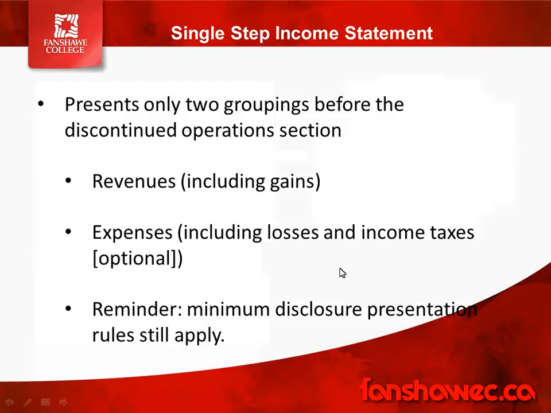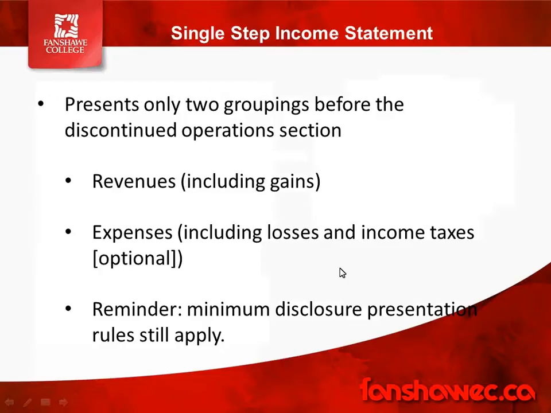The other option for professional judgment or for personal preference is how we deal with income taxes. So if you choose, you can actually include your income tax expense right up in the expense section with the rest of the expenses. So you literally would only have revenues minus expenses equals net income, or if you have other sections, income from continuing operations.